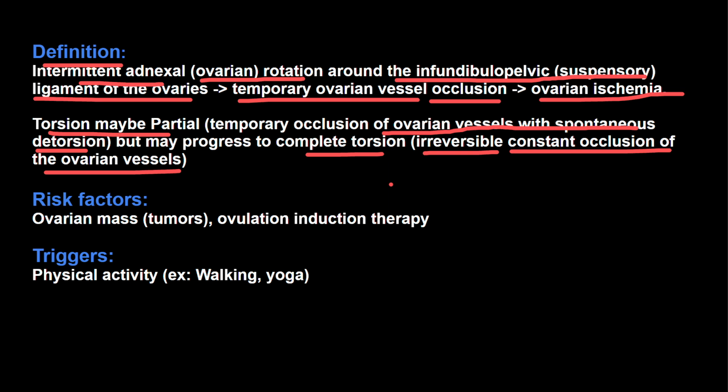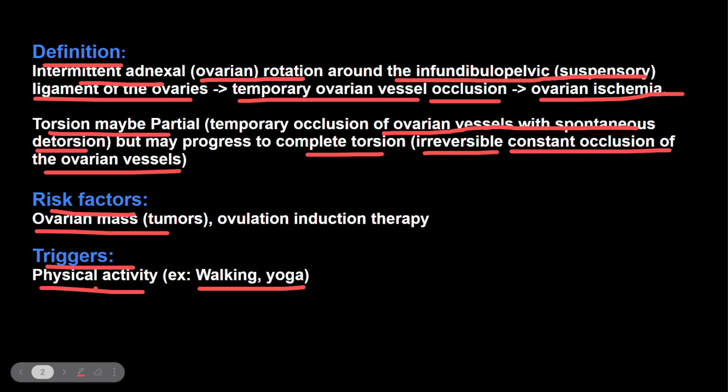When it comes to risk factors, the main risk factor here is an ovarian mass, like ovarian tumors, which will basically cause an irregularity of the ovary, which will increase the risk of it twisting around the suspensory ligament. When it comes to triggers, any sort of physical activity like walking or yoga can increase the risk of ovarian torsion.